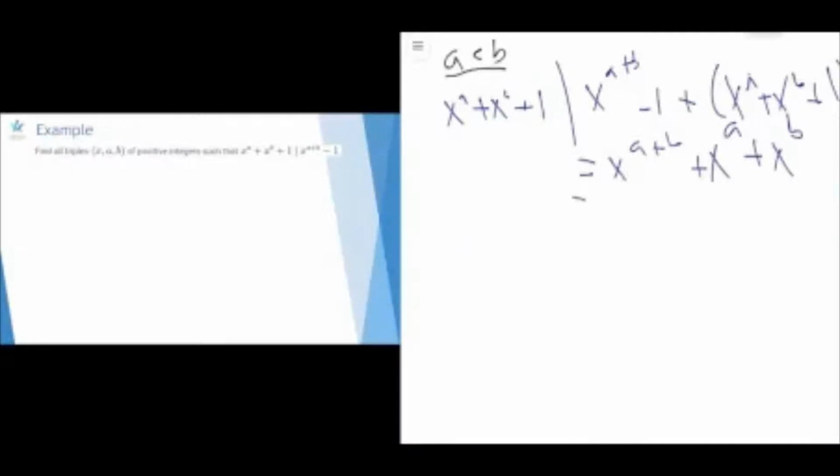We can do this thing, x to the a times x to the b plus x to the b minus a plus 1.